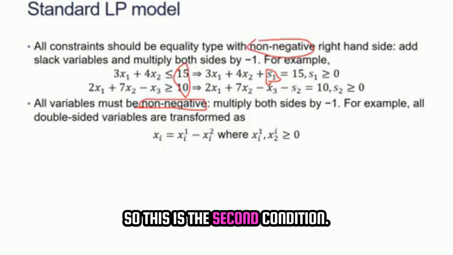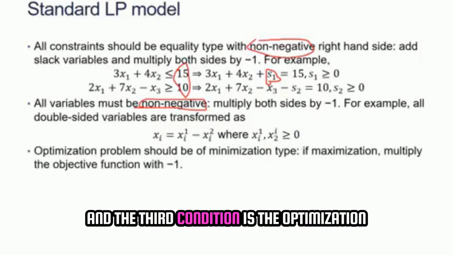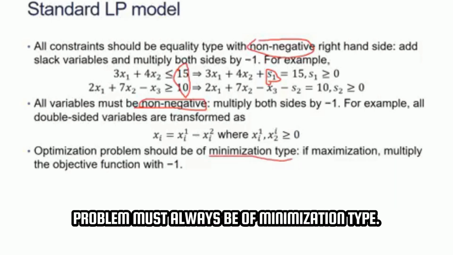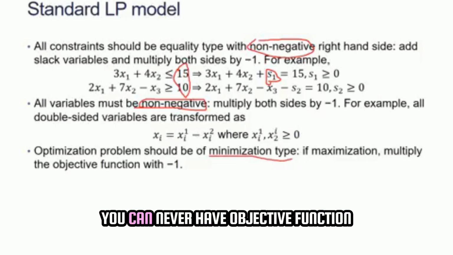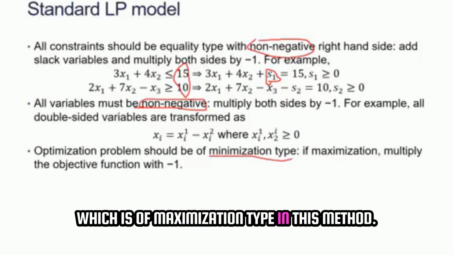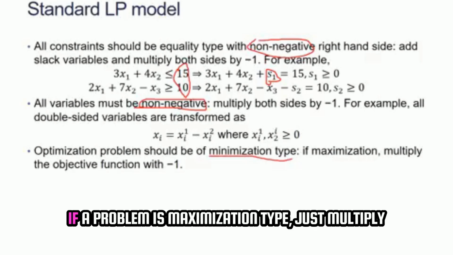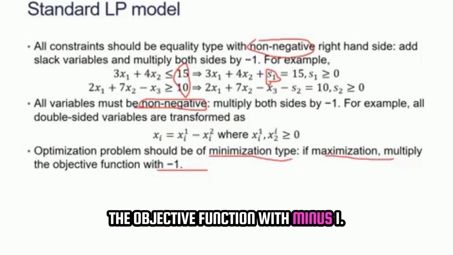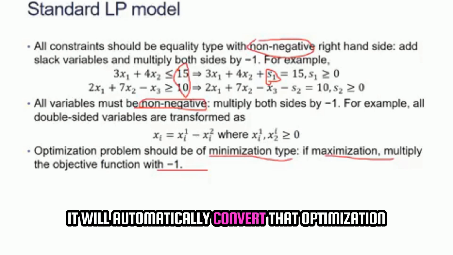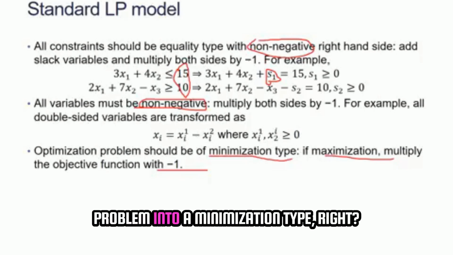Right. So this is the second condition. And the third condition is the optimization problem must always be of minimization type. You can never have an objective function which is of maximization type in this method. So for ensuring this minimization type, if a problem is maximization type, just multiply the objective function with minus one. It will automatically convert that optimization problem into a minimization type.